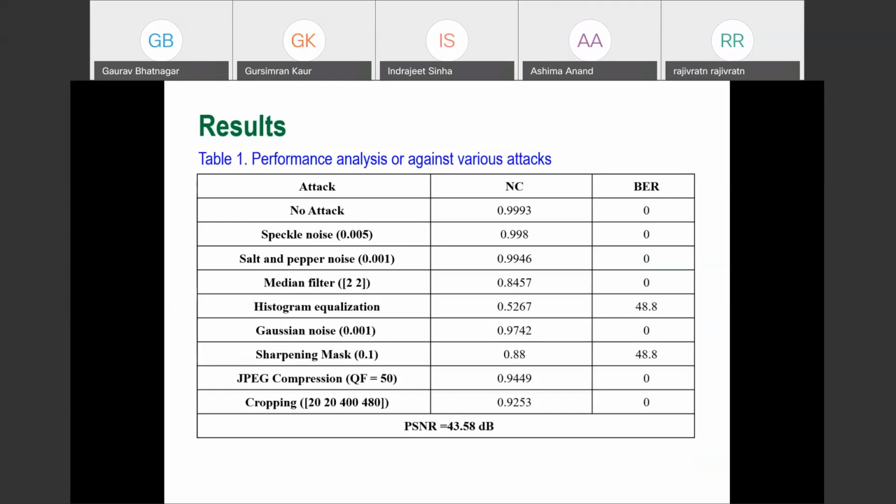So moving on towards the results of our system, the robustness and the imperceptibility of the proposed work is tested against various signal processing attacks. And here are the results. The acceptable NC value is more than 0.7. So it can be illustrated that in all the attacks, an acceptable NC value is obtained, except for histogram equalization. Also, BER is 0 for every attack except for histogram equalization and the shifting mask attack. We have obtained a good amount of imperceptibility. So the PSNR is 43.58 decibels.